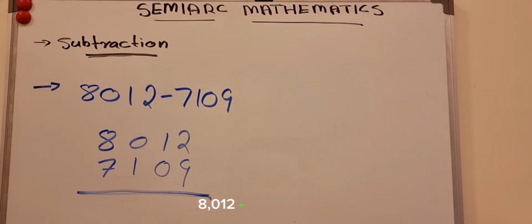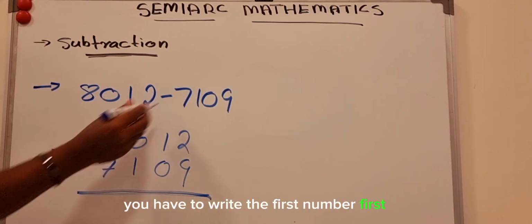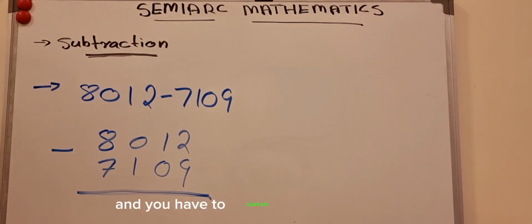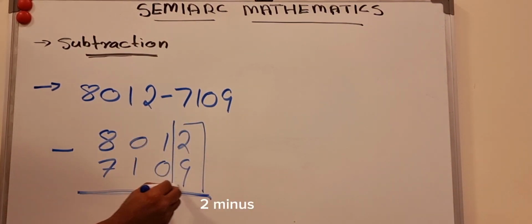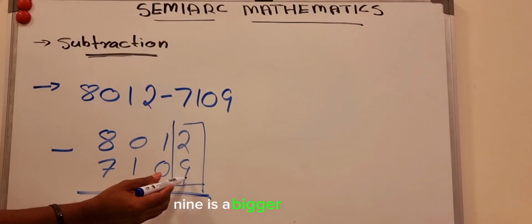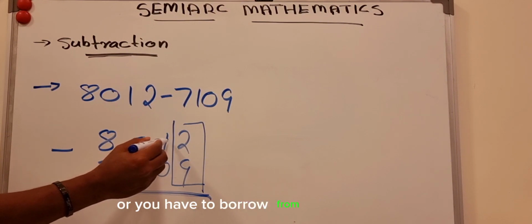8012 minus 7109. So when you are subtracting these two numbers, the same method you have to follow. You have to write the first number first, the second number second, and you have to subtract the unit places. So 2 minus 9. Again, we are facing the problem. 9 is a bigger number, 2 is a smaller number. So you have to carry or borrow from the next line.